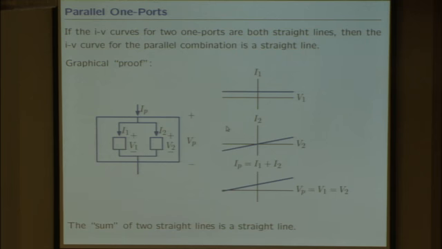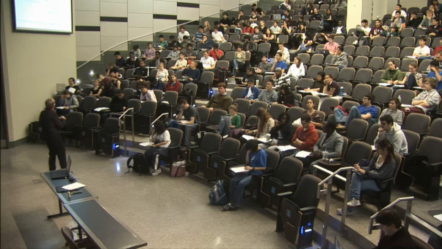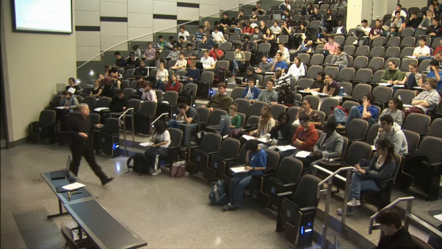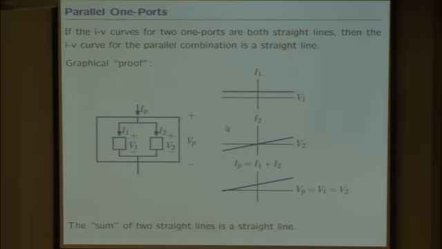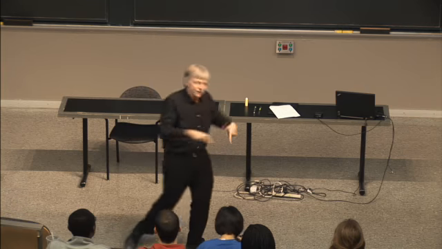So in particular, if this was a straight line and that was a straight line, the sum of two straight lines is a straight line, right? If you add two straight lines, you get a new straight line. So what this shows is that if you started with parts that were themselves straight lines, parallel combinations would generate a new part with another straight line.